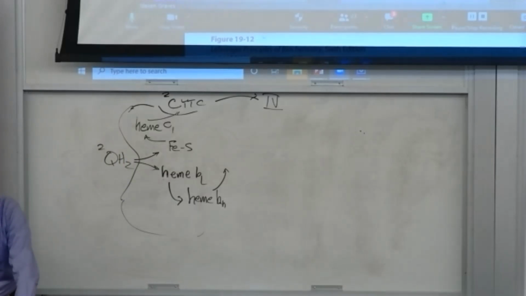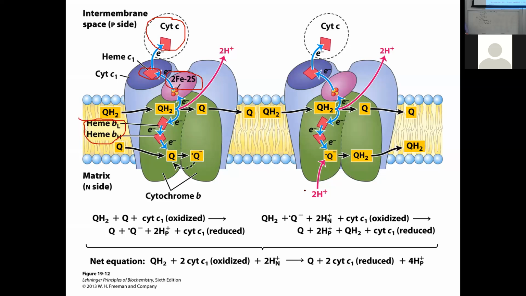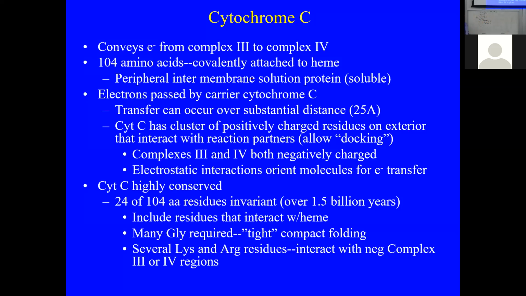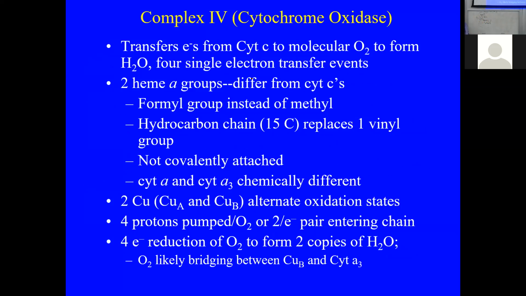Okay, so let me go back. So that's what this slide represents. It represents 2 instances looking at complex 3. And we're going to get 1 copy of QH2 coming in, as indicated here, and then a second copy of QH2 coming in. And in the end, we will reduce Q to QH2, and we'll produce copy 1 and copy 2 of cytochrome C, which will move on to complex 4.